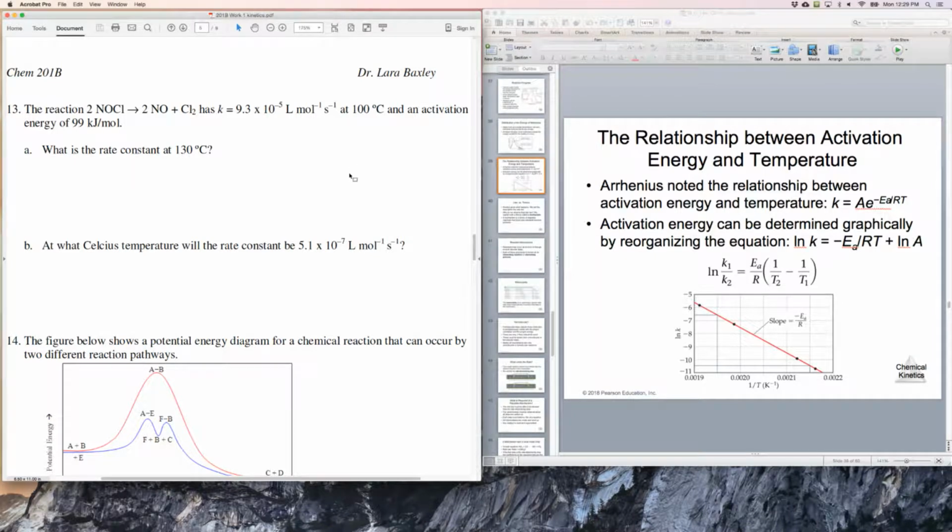So let's take a look at the worksheet. This worksheet has been uploaded to D2L. It has a question involving a decomposition reaction, and that decomposition reaction involves nitrogen, oxygen, and chlorine decomposing into two gaseous products. They have given us a K value, the temperature that K value is at, and the activation energy. So we have three of the variables we need, and then they give us the fourth that we need to solve for, and they ask us what is the rate constant at 130 degrees Celsius. So let's go ahead and answer that.